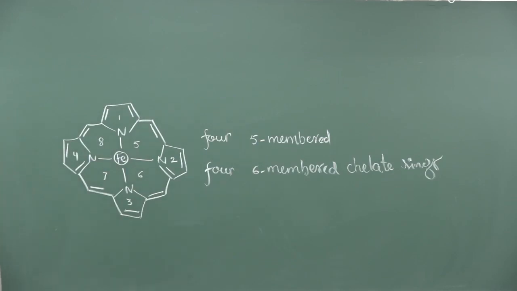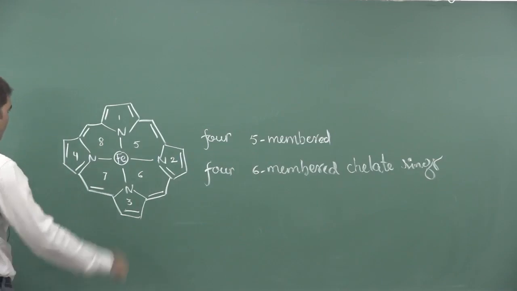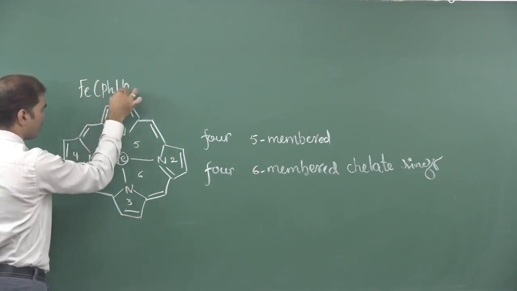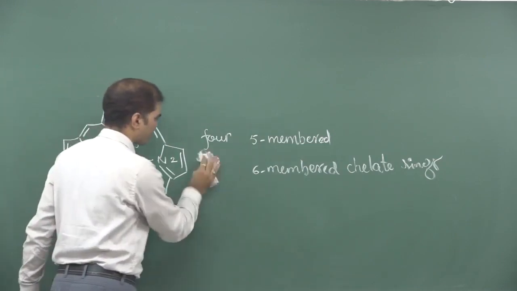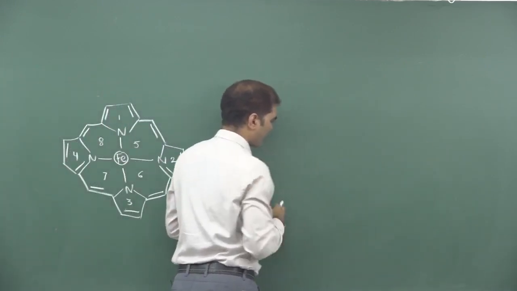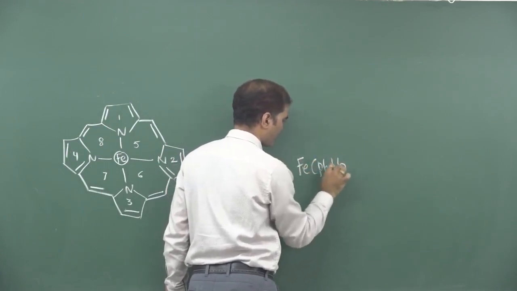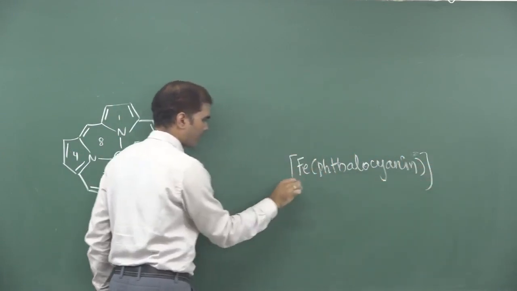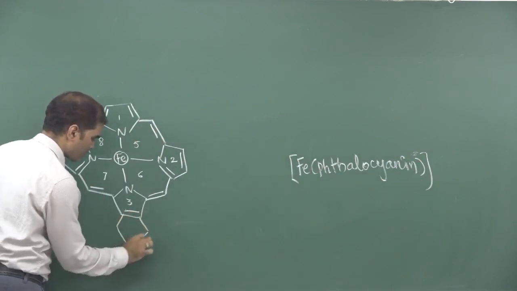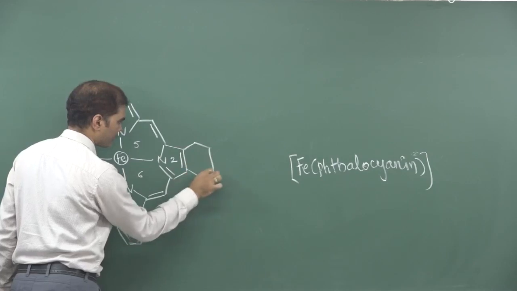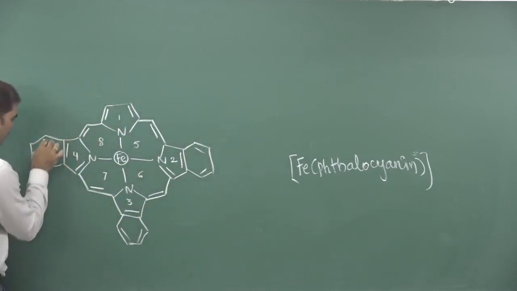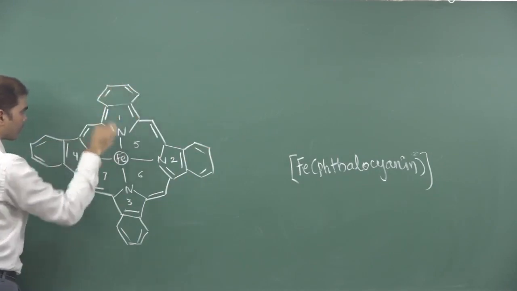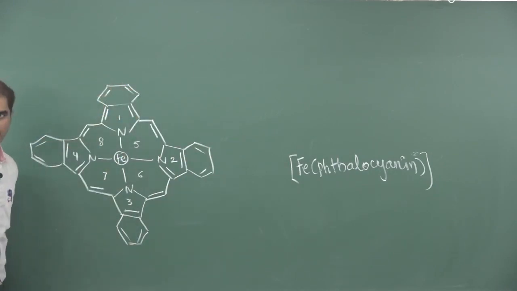Finished? The number of rings in iron phthalocyanine. This is iron phthalocyanine. So how many rings altogether?